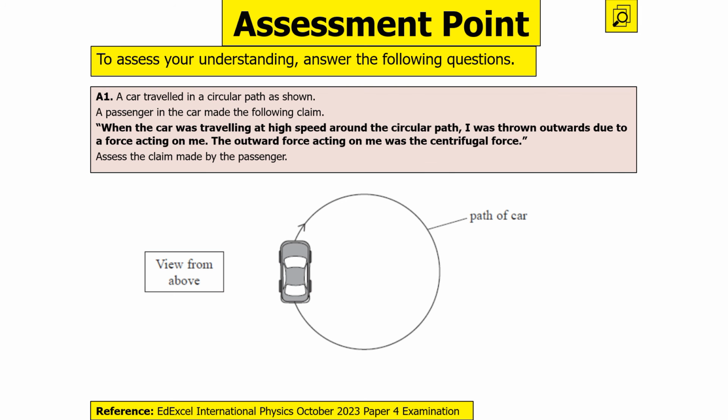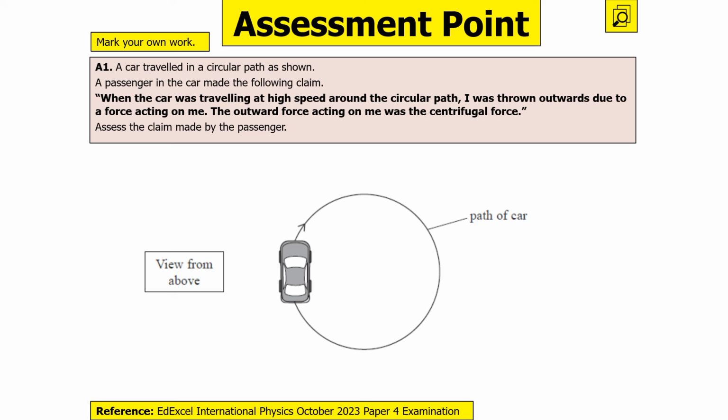The next question says, a car travelled in a circular path as shown. A passenger in the car made the following claim. When the car was travelling at a high speed around a circular path, I was thrown outwards due to a force acting on me. The outwards force acting on me was the centrifugal force. Assess the claim made by the passenger. So pause the video now, then unpause the video when you want to go through your answer.